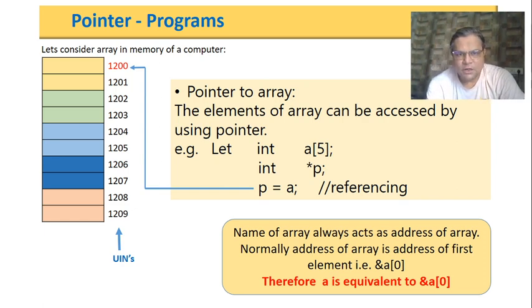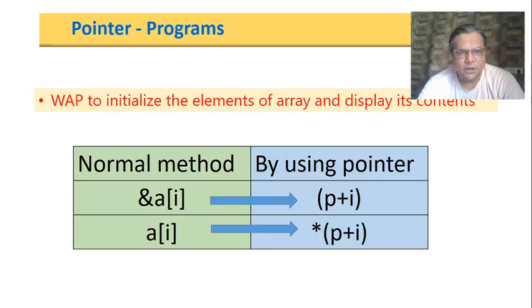So if you are confused with this particular method, you can write p is equal to &a, but in square bracket you have to write 0, because the address of first element of array is always the address of array, and therefore a is equivalent to &a[0]. So I hope you have understood this concept. In the program, of course, you will get it very clearly.